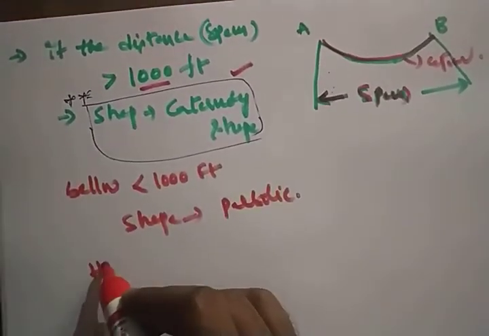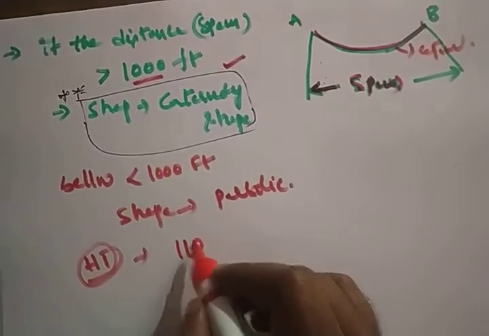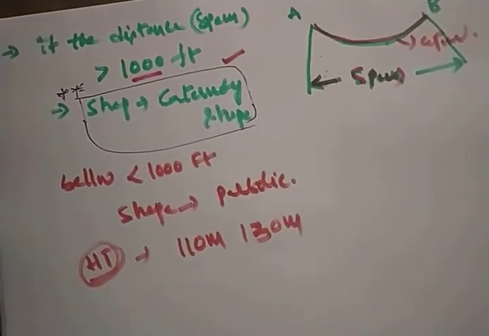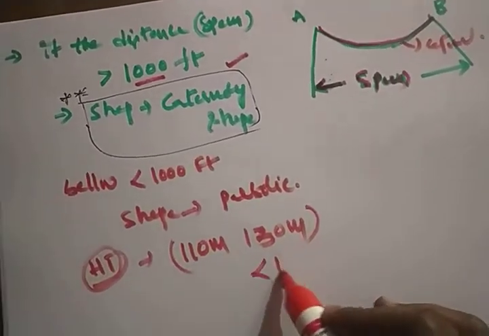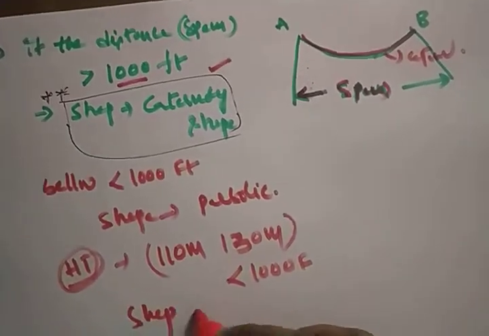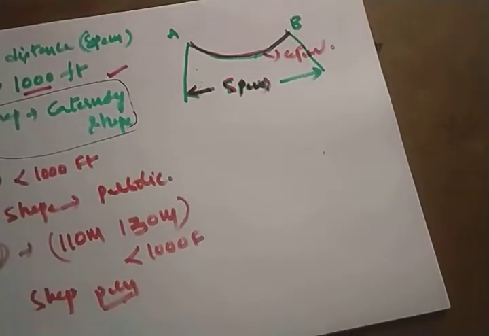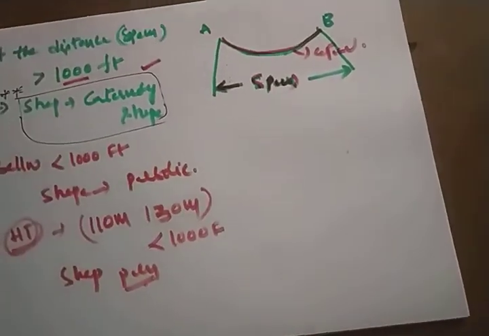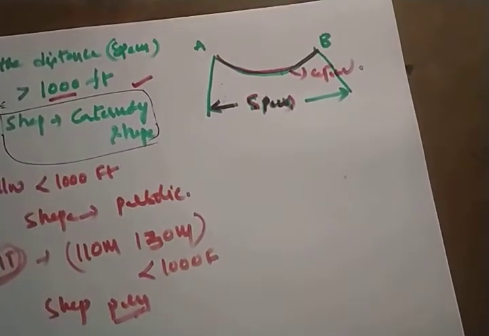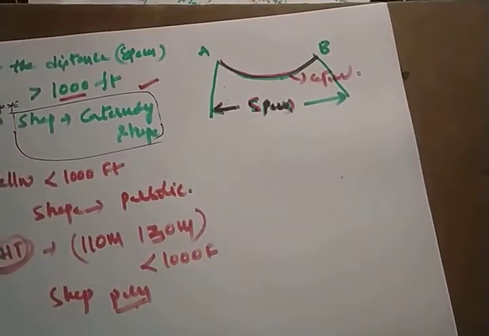Now we are using high voltage HT transmission lines, almost all of 110 meters to 130 meters only. 110 meters to 130 meters, that means which is less than 1000 feet, right? That's why all the shapes will be parabolic nowadays. The power transmission line shapes are parabolic, because the length of the span should be 110 meters to 130 meters only. That means within less than 1000 feet.